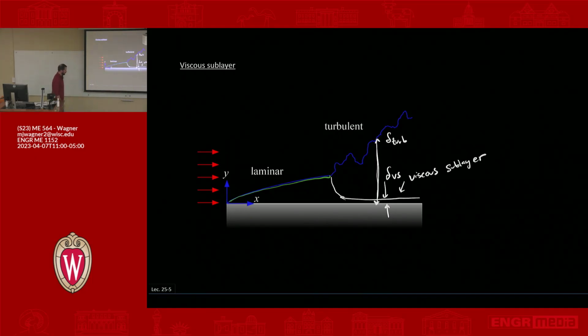So a couple things to point out. In flow over an external plate, as long as the turbulent boundary layer continues to grow, the viscous sublayer will also continue to grow. But it doesn't grow very fast, right? It's not at all like the laminar layer. It's a very slow growth.